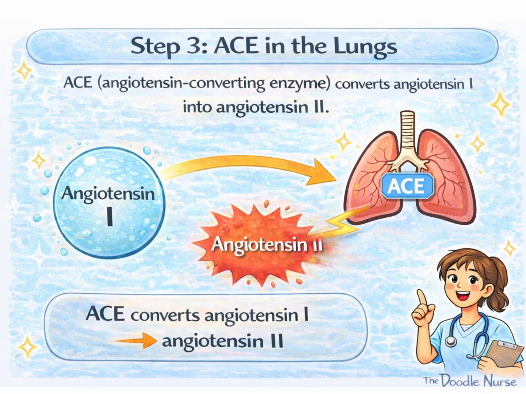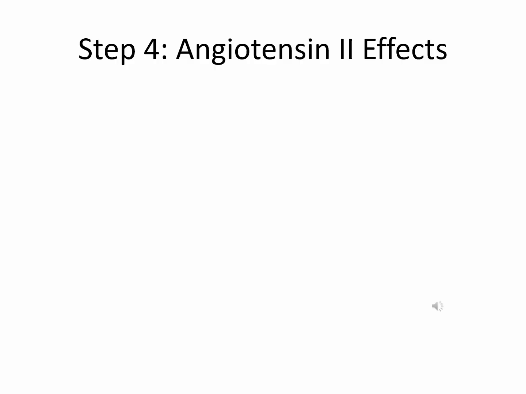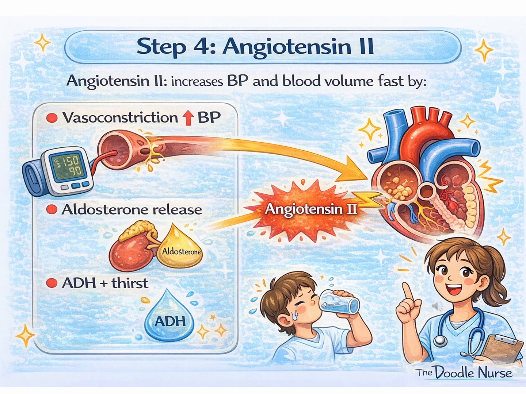Angiotensin 1 then travels to the lungs where it meets ACE. It's the angiotensin converting enzyme. ACE converts angiotensin 1 into angiotensin 2, which is the heavy hitter in the system. Angiotensin 2 then does several important things all at once.